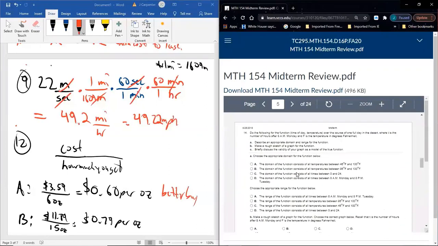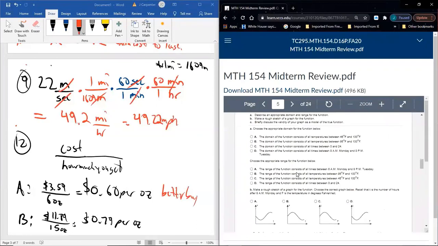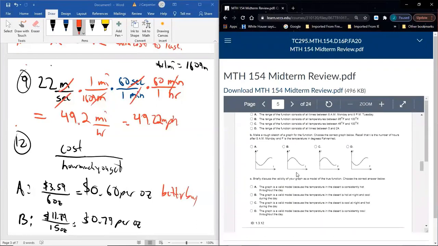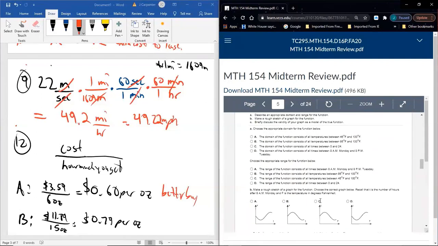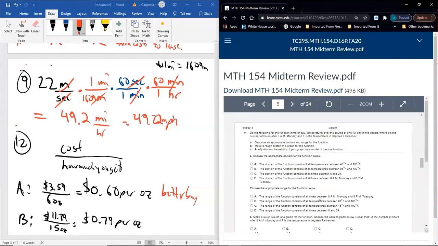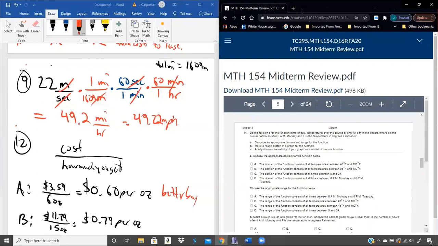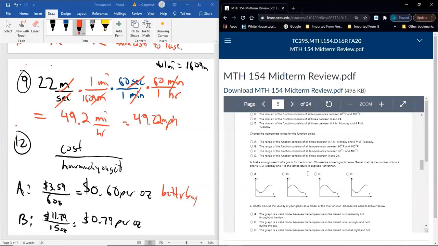Number 14 is a really interesting one, just FYI. And I say it's really interesting because trying to predict the graph that represents temperature throughout the day, you've got to think about when is it cooler and when is it warmer. And we're going to think about it in terms of, they say, the desert. So we're not necessarily thinking about our area. We're in a desert, which deserts swing temperatures pretty wildly. But like our area, it's cooler in the morning and at night and hotter in the daytime.